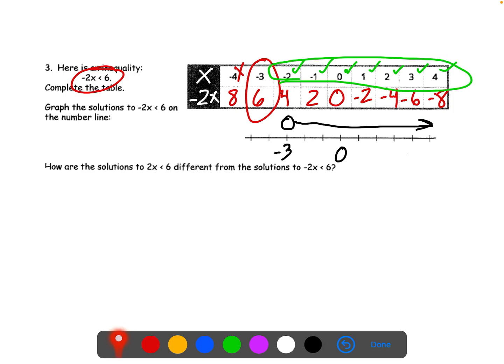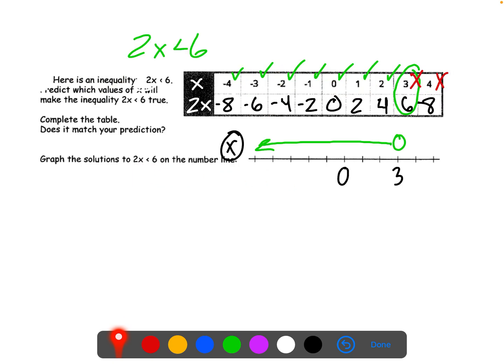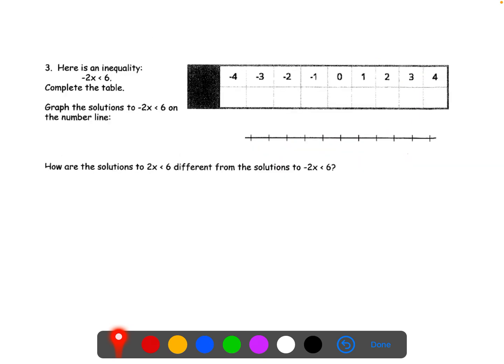All right. The last question asks, how are the solutions to our first inequality, 2x is less than 6, different from the solutions to -2x is less than 6? The only difference here in our inequality is that we're multiplying by a negative coefficient and a positive coefficient. So let's look. We had everything going from 3 into the negative for our solution. So anything less than 3 was our solution here.